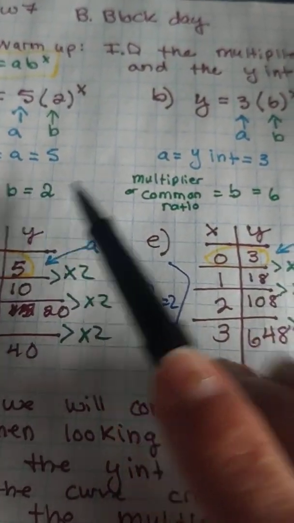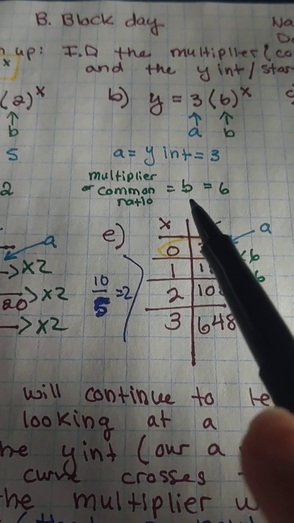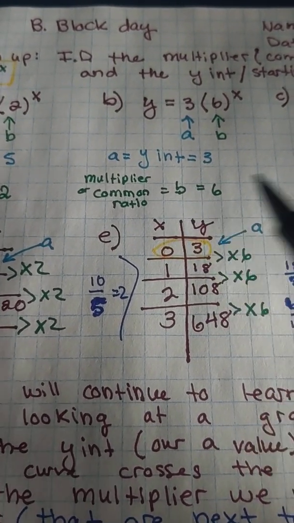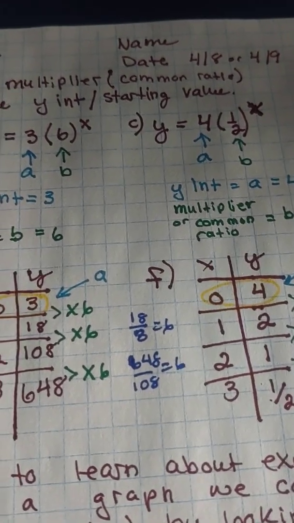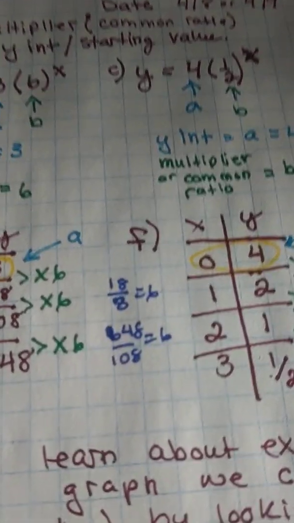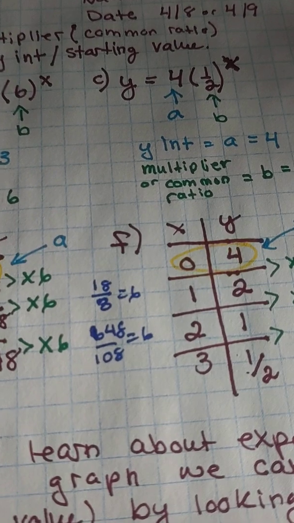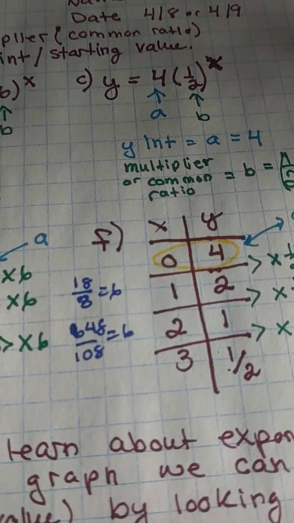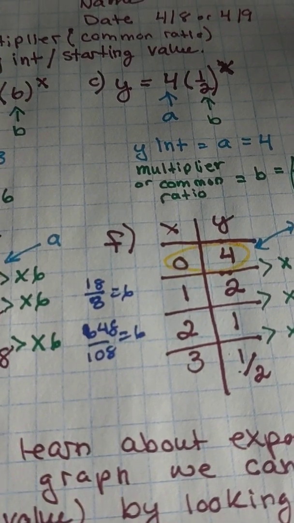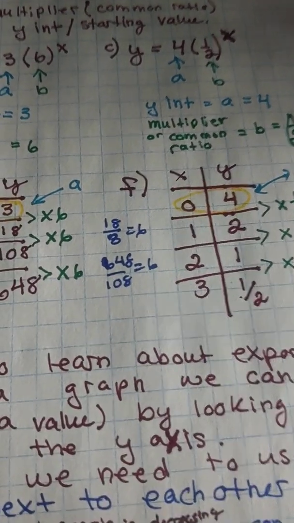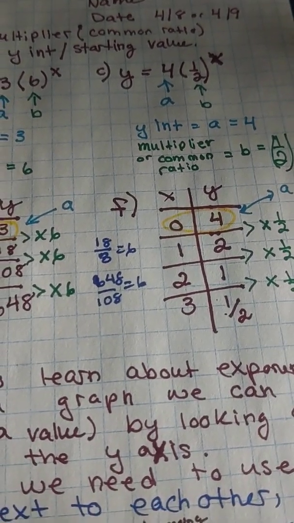And so this one is not as steep. This one's a much steeper curve because the multiplier is larger. Over here, we have a multiplier that is 1/2 with a y-intercept that's 4. And when we have a multiplier that is a fraction between 1 and 0, that means that the graph would be decreasing. When we have a B that is greater than 1, that's going to be increasing.